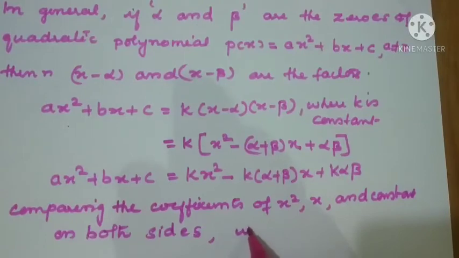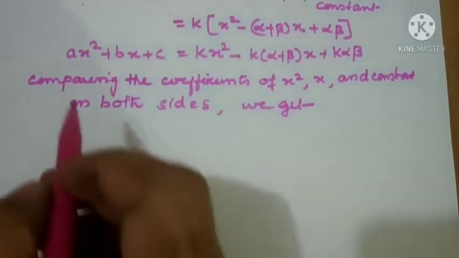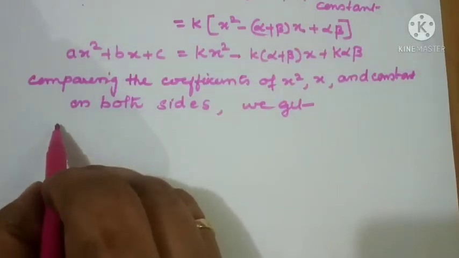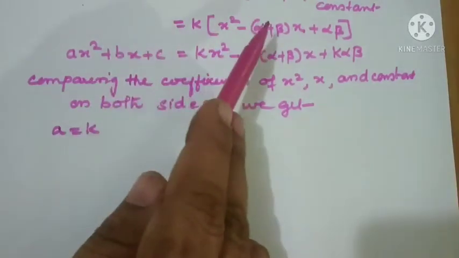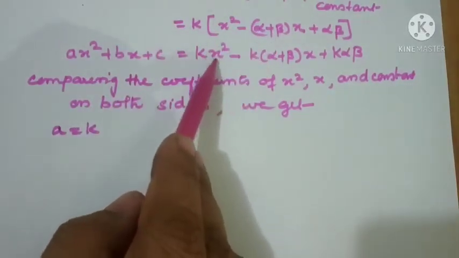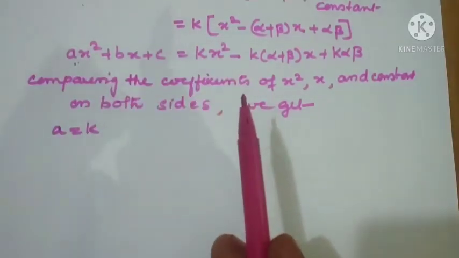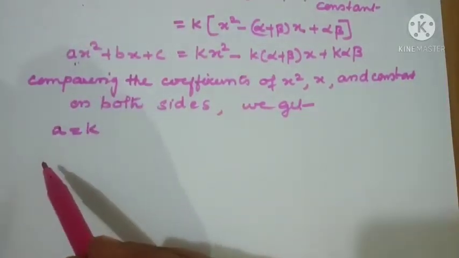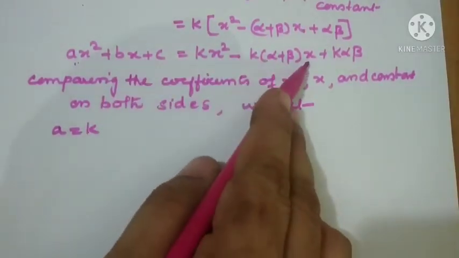We get a equal to k. See this one, coefficient of x square: kx square is ax square, x square will get cancelled, a equal to k only. So now we got a equal to k. Now the second is comparing the coefficient of x.